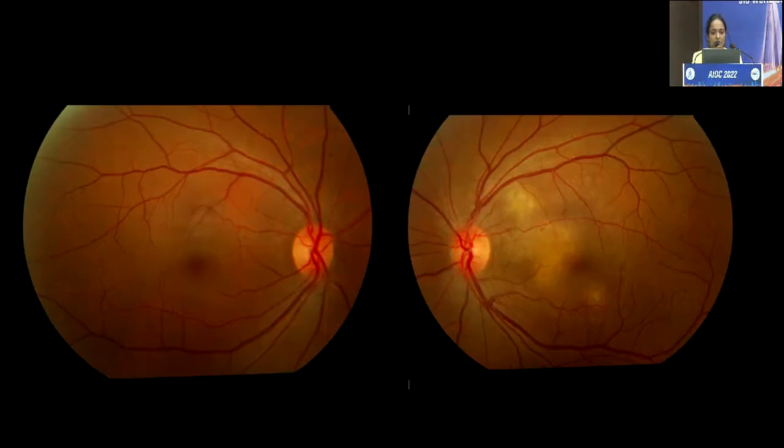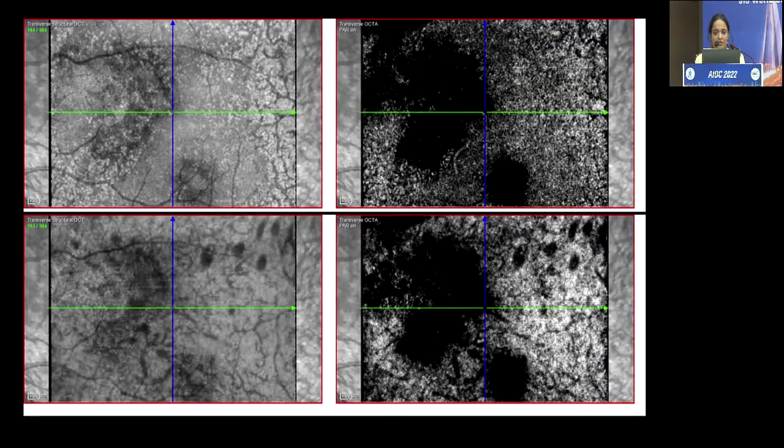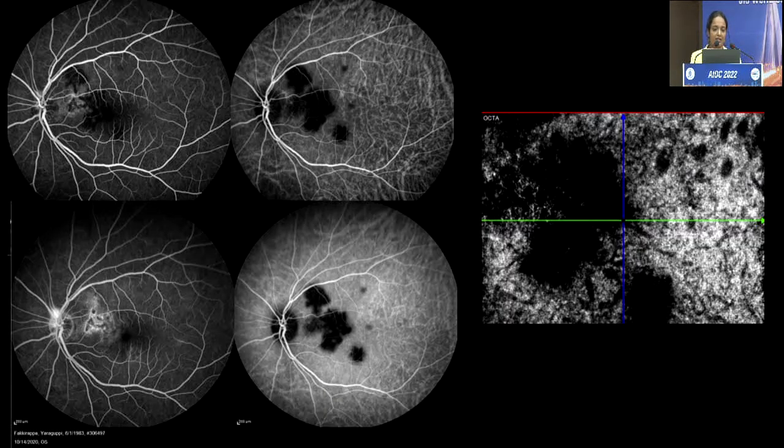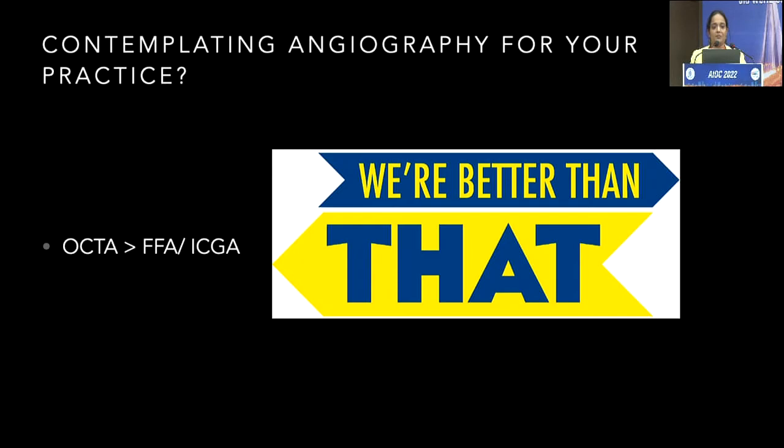So look at this patient. This is a case of amphigenous choroiditis, which I diagnosed on the OCT, no doubt. But look at these big choriocapillaris flow voids, making a diagnosis of choriocapillaritis. It's clinching it. And this shape is exactly like what I found on the ICGA. So for what joy do I need an invasive angiography when I am finding this beautiful flow void on a non-invasive angiography? So if you have money and you're contemplating angiography for your practice, OCTA is better than ICG angiography because most of us have FA.